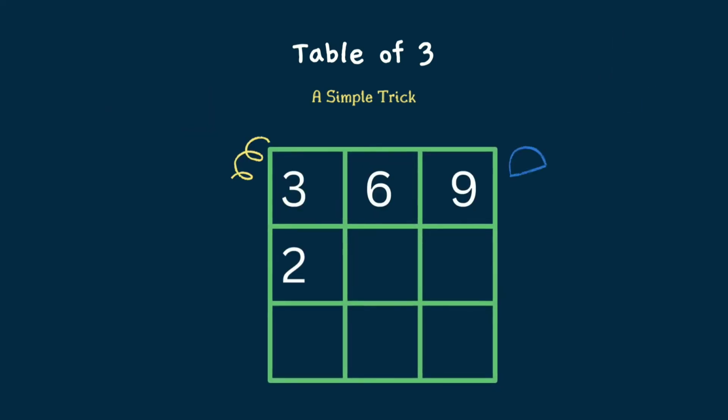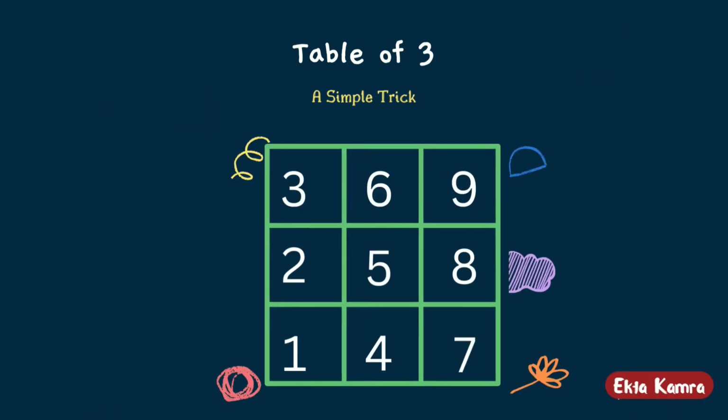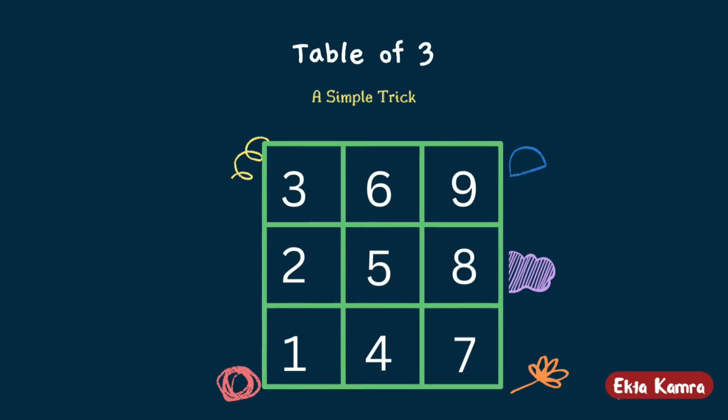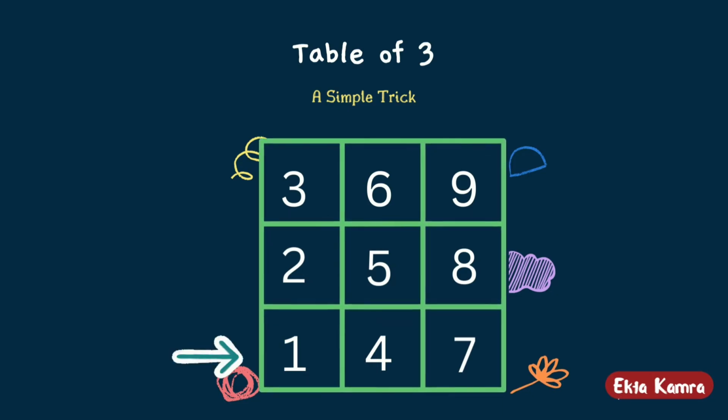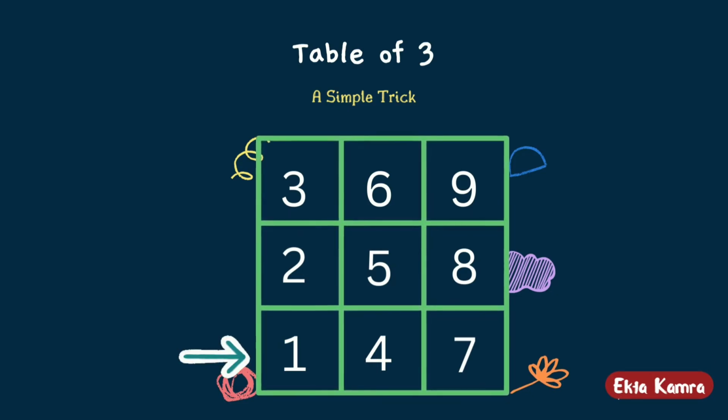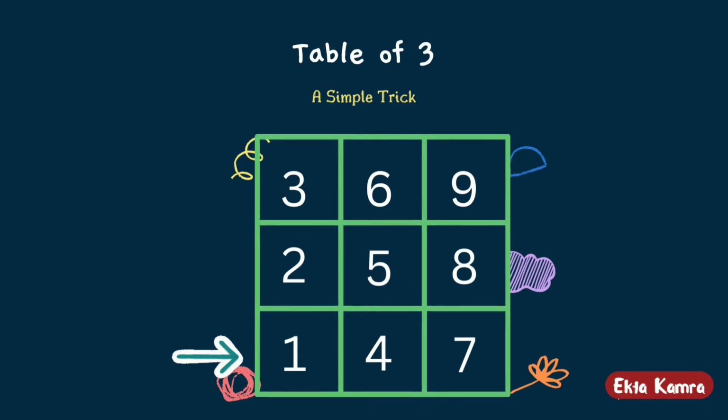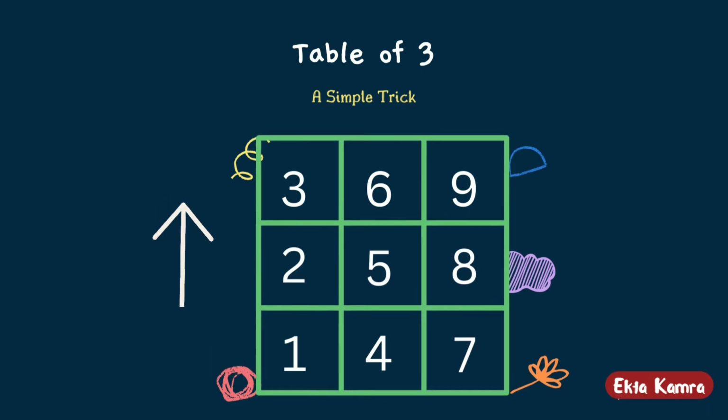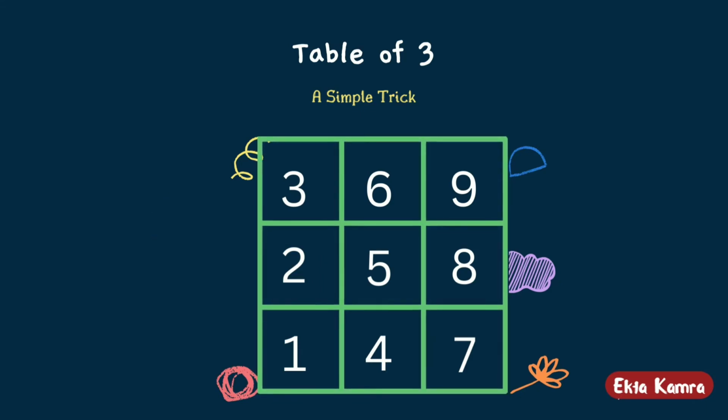Fill the grid with numbers 1 to 9. Write the number 1 at bottom left column of third row. Then let's go up and write the number 2 and 3. All the numbers have been written in our grid box.